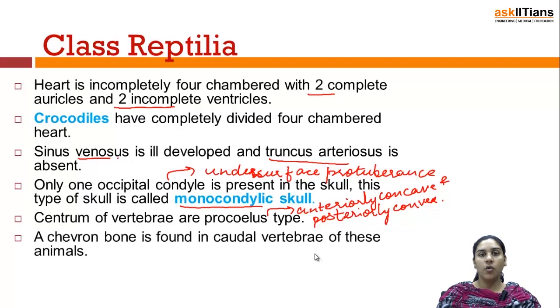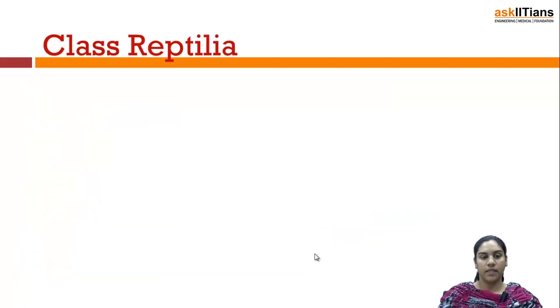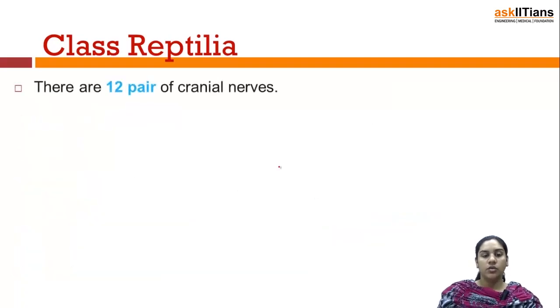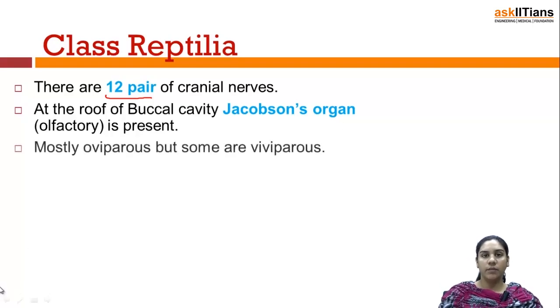A chevron bone is found in the caudal vertebrae of these animals, and metanephric kidney helps in excretion. There are 12 pair of cranial nerves. At the roof of the buccal cavity, an olfactory organ known as the Jacobson's organ is present. They are mostly oviparous, but some forms are also viviparous.